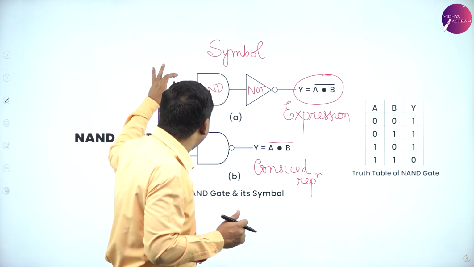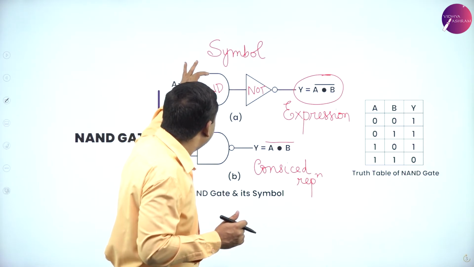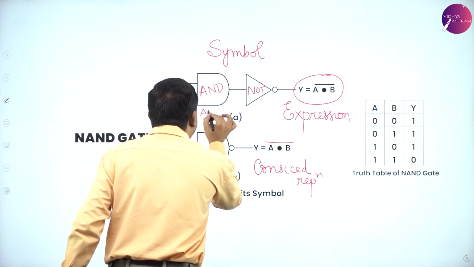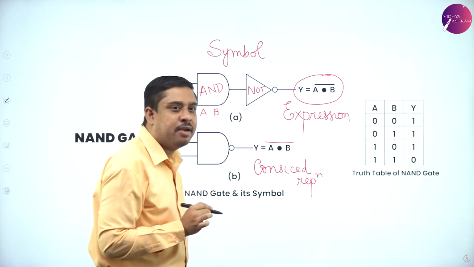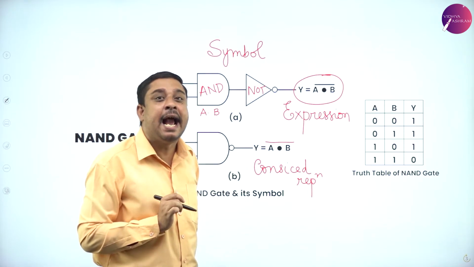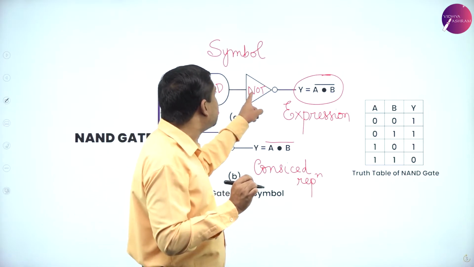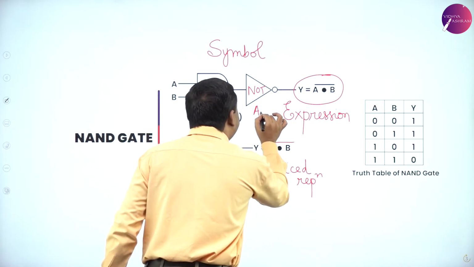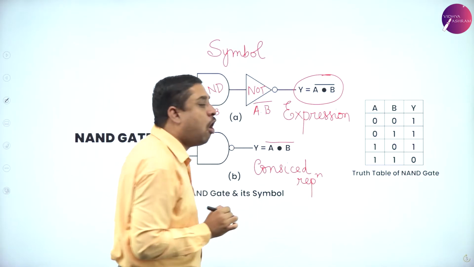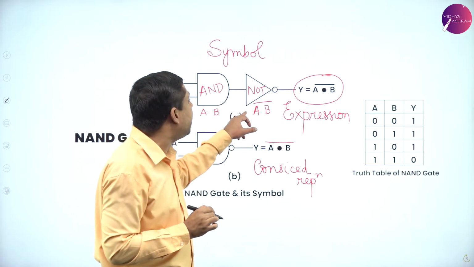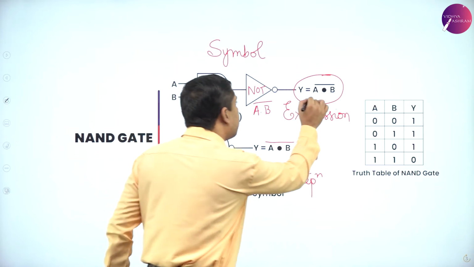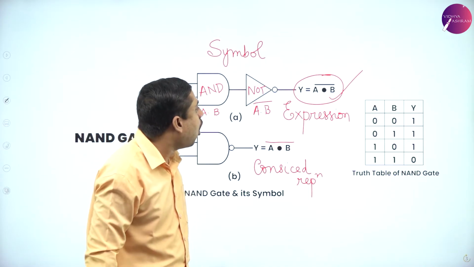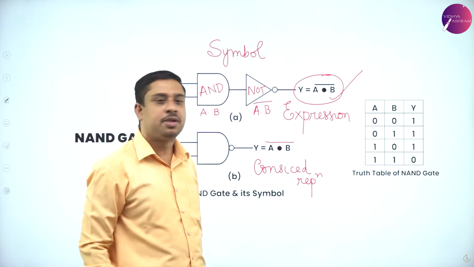Right? The two inputs are fed to the AND gate. Here, the performance is A dot B, which is fed to the NOT gate. And the NOT gate is an inverter. It inverts or complements whatever A dot B is performed. So the final expression is y equals A dot B complement.